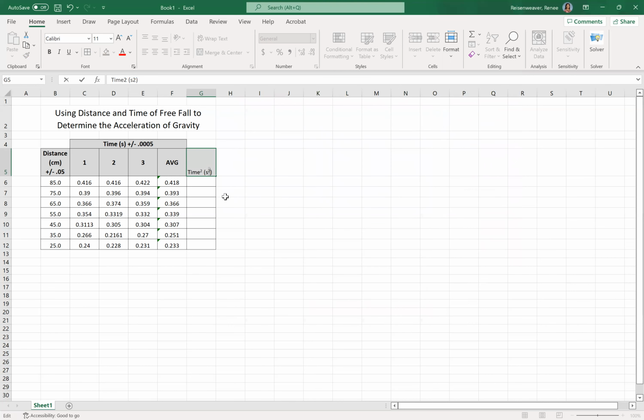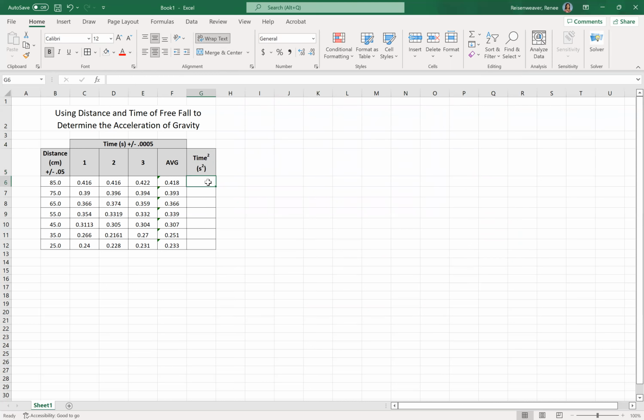So that's what we want to have in our title. Again, I'm going to format that to center it, maybe make that just a little bit bigger and bold. And I always like the units to be below the word, so there you go, wrap text.